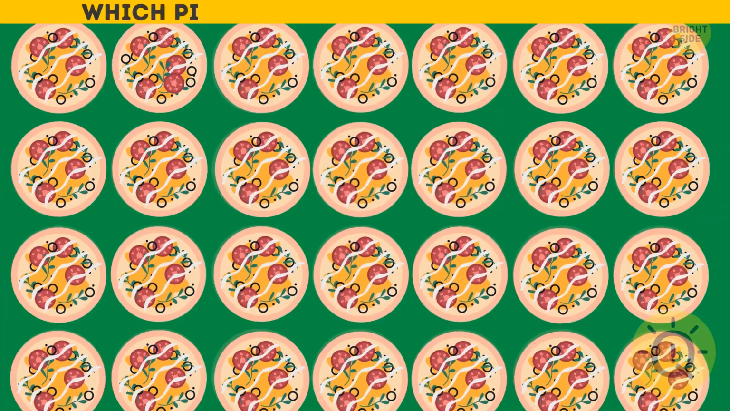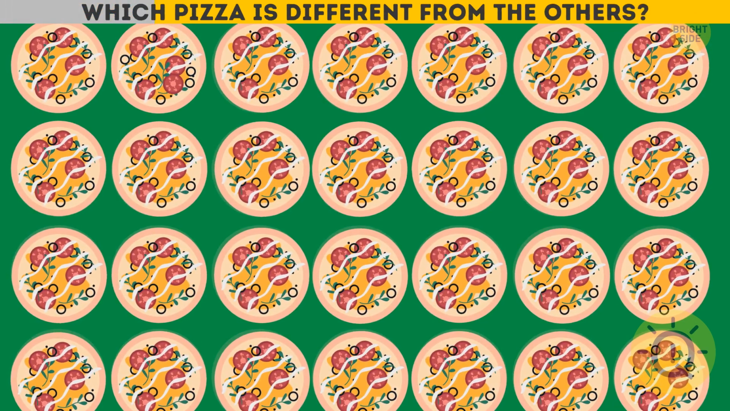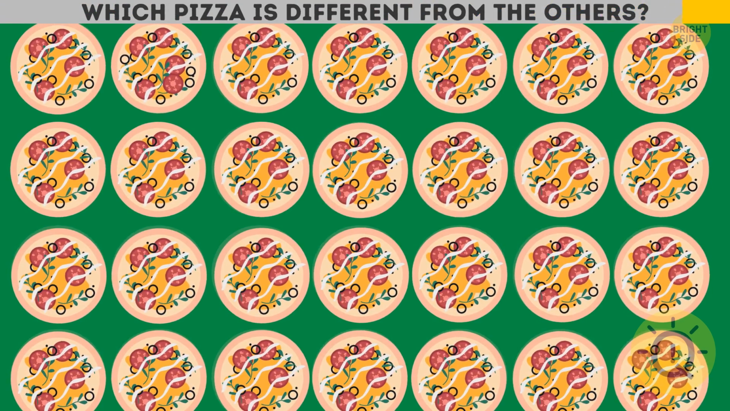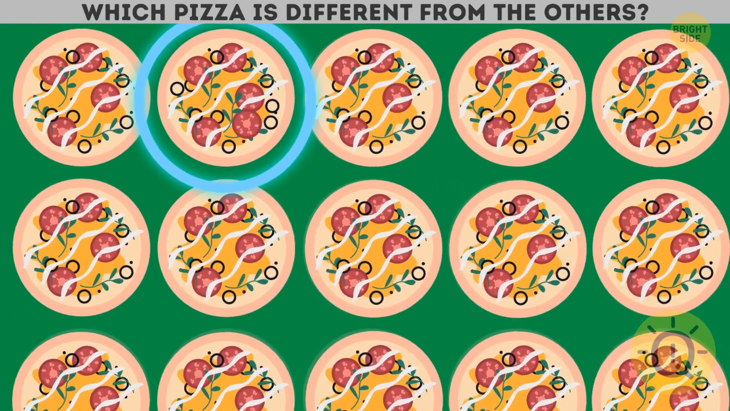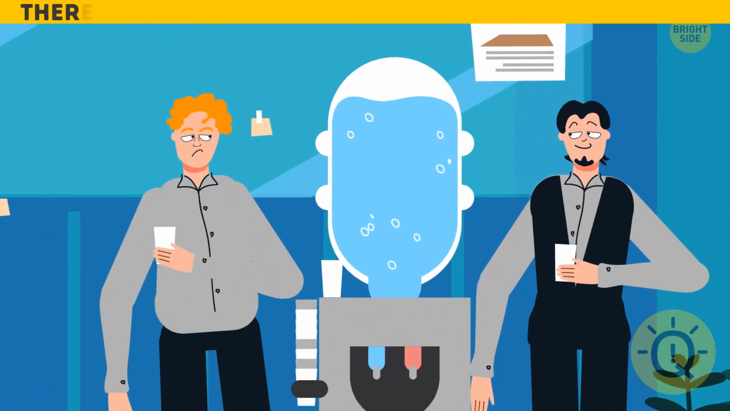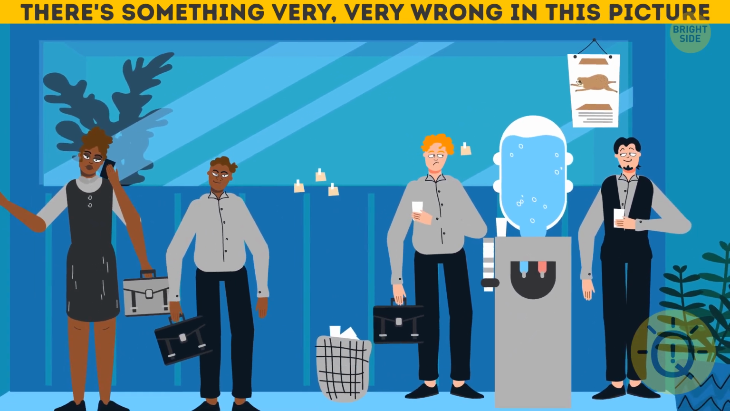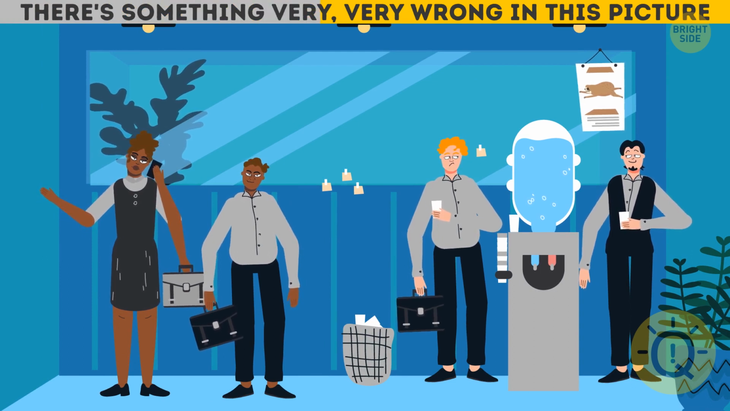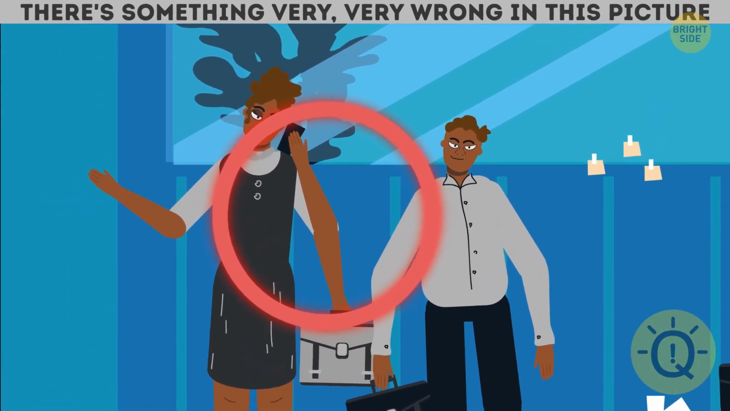Number 40. Which pizza is different from the others? It's the one on the right bottom corner. It has more olives than the rest. Number 41. There's something very, very wrong in this picture. Can you figure out what it is? Look at this woman. She has 3 arms.